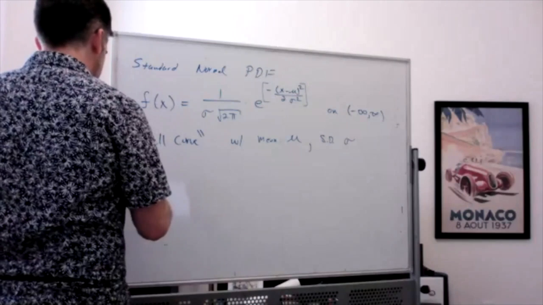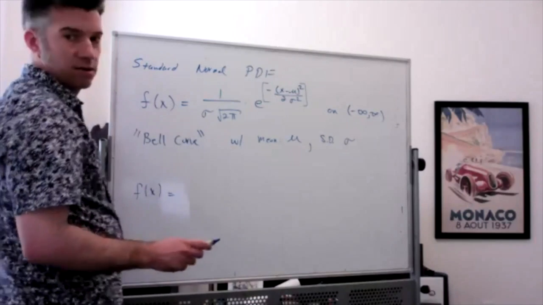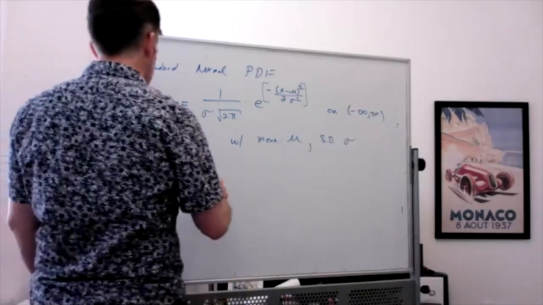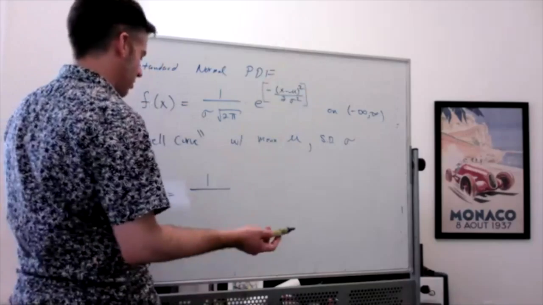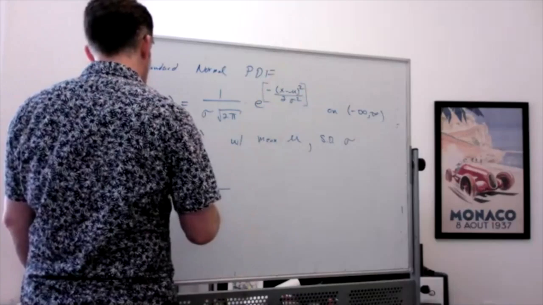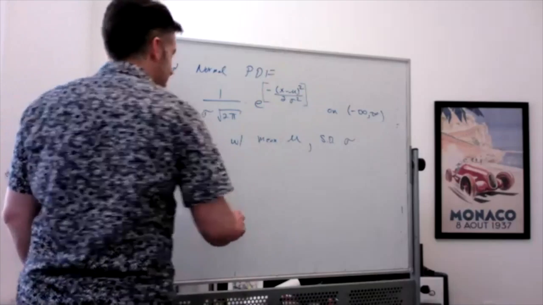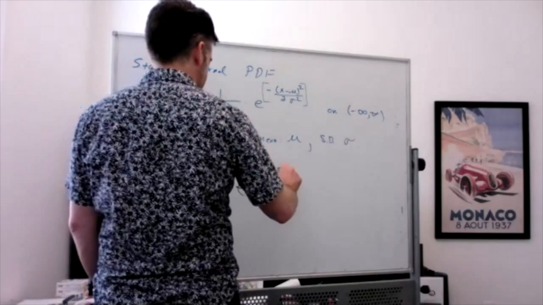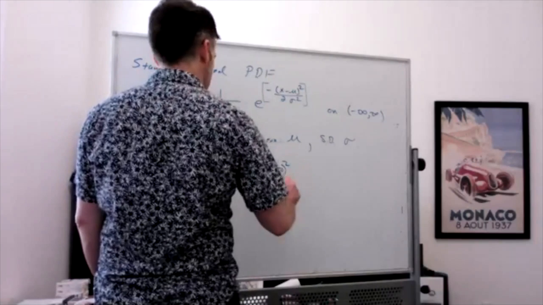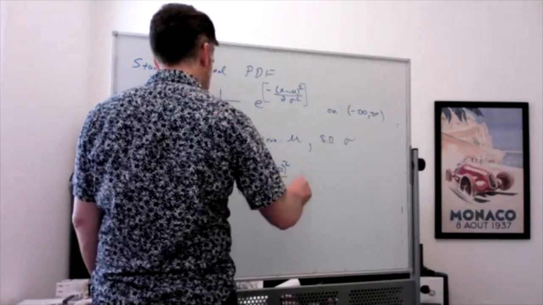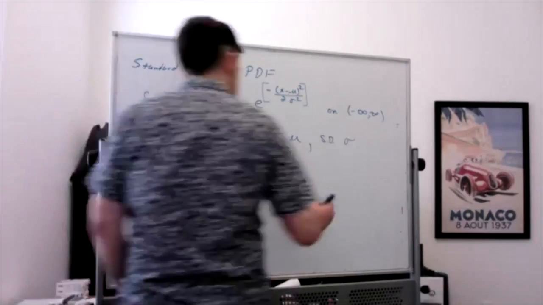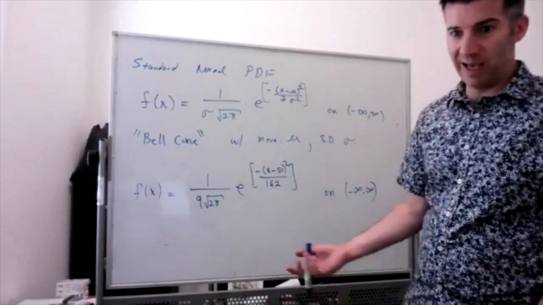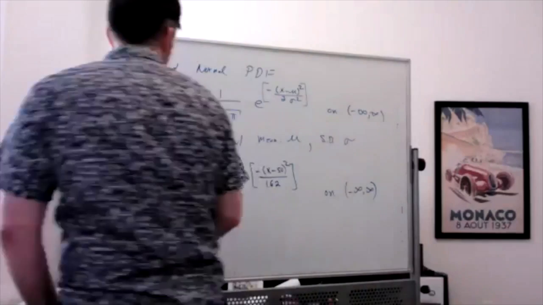Let's say we have f of x equal to, it's kind of hard to hide anything here. Let's say f of x is equal to 1 over 9 square root of 2 pi, e to the negative (x minus 50) squared over 162, on the interval from negative infinity to infinity. Reading what everything is, is not hard.